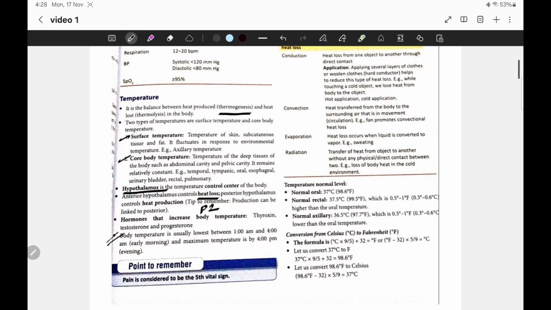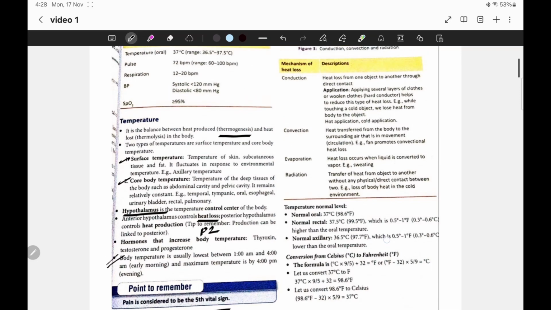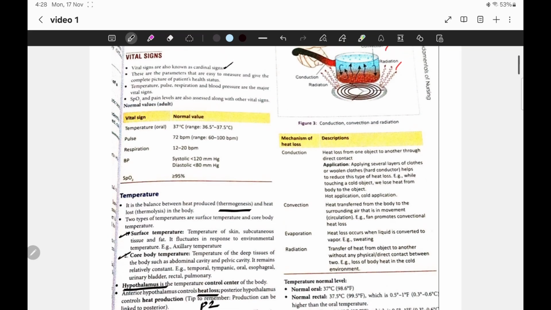Pain is considered the new fifth vital sign. So four are TPR plus BP, and the fifth one is pain. Heat loss can occur by four mechanisms: conduction, convection, evaporation and radiation.